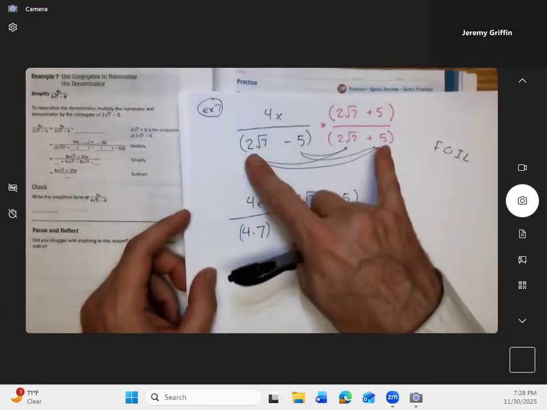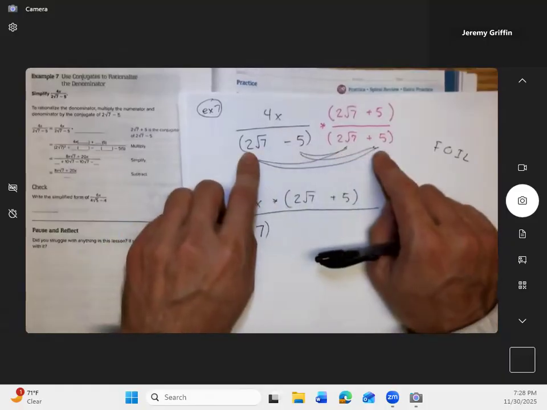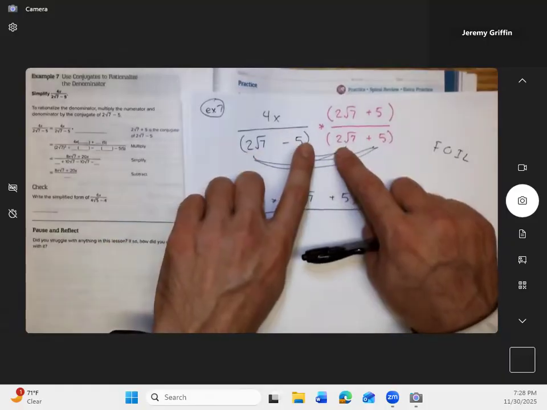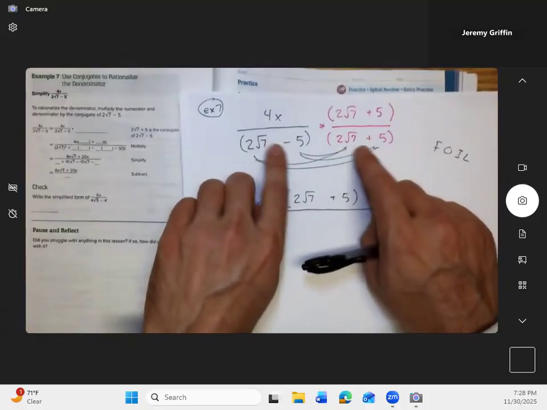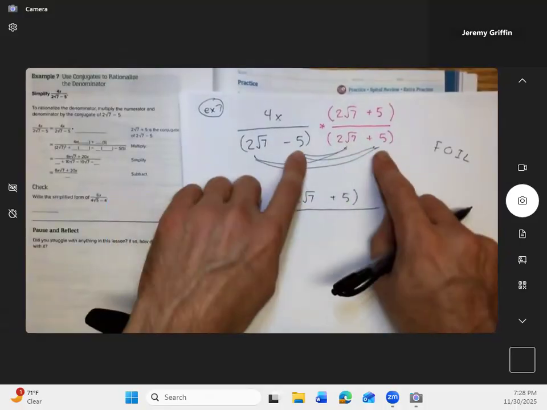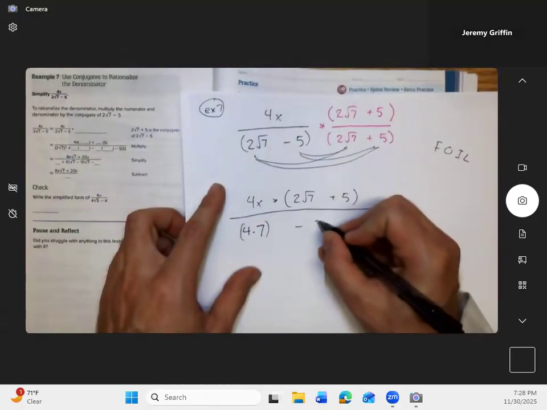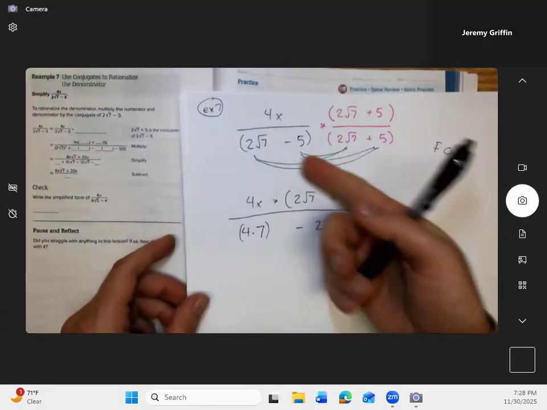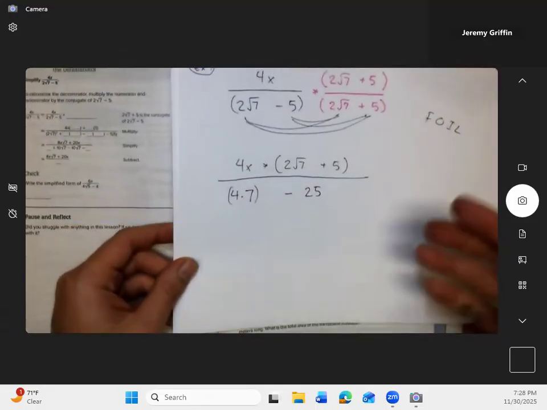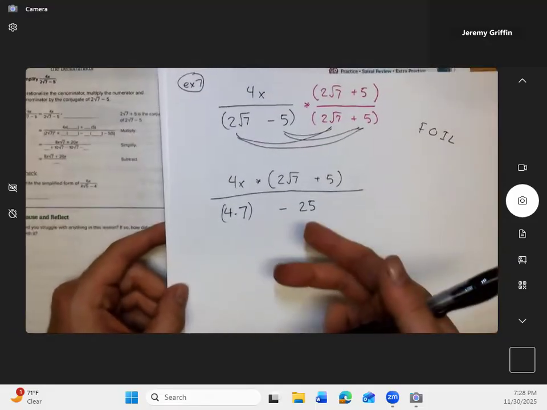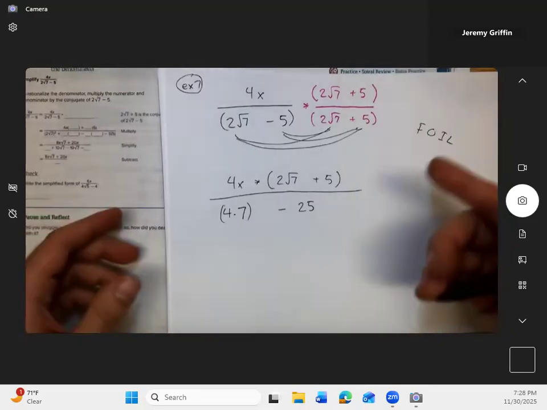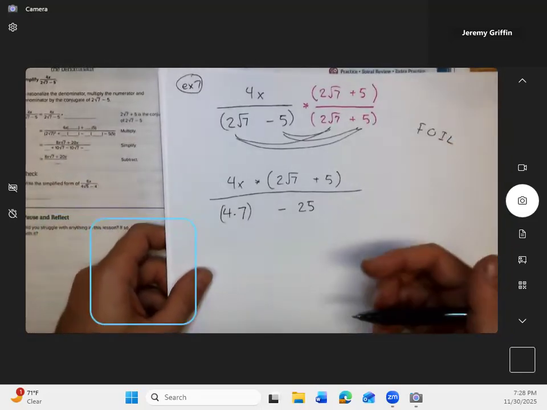All right, so now the outside and inside terms cancel. Look at that: 2 root 7 times 5 and 2 root 7 times negative 5, outside and inside cancel. Then negative 5 times 5 gives me a minus 25. So all the square roots are out of the denominator now. They're gone. That's what this conjugate pair was about, the denominator.